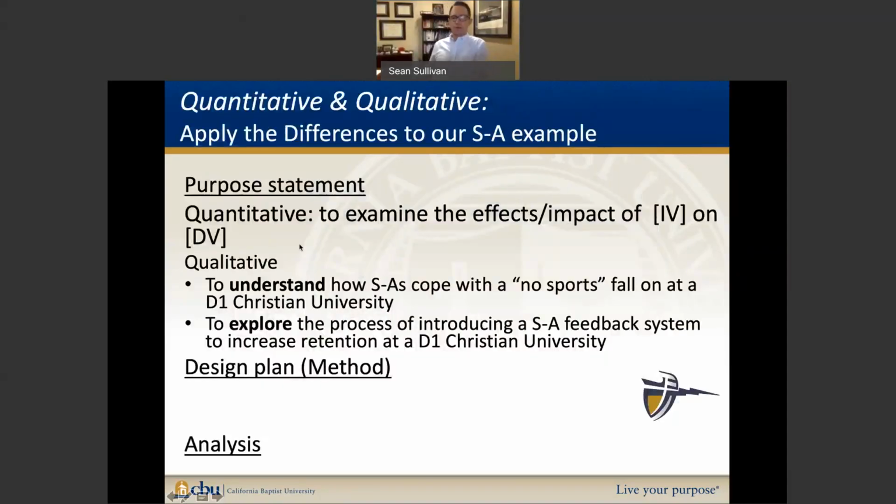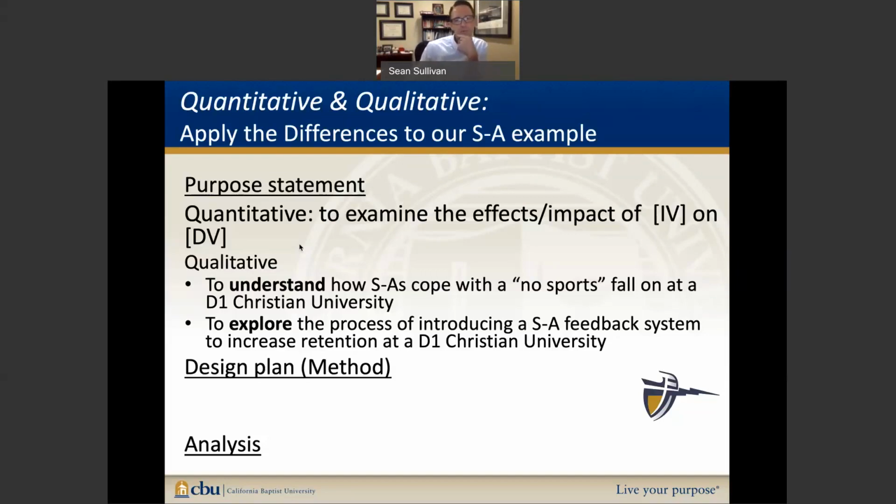So if we wanted to go ahead with our student athlete study regarding this, Real Recruit is the name of it, this Real Recruit app, you can see we could develop a quantitative study through a survey or an intervention. And essentially our purpose statement could be something like to examine the effects or the impact of this Real Recruit system on the incidence or prevalence of, let's say, depression symptoms or other symptoms of mental illness across campus.